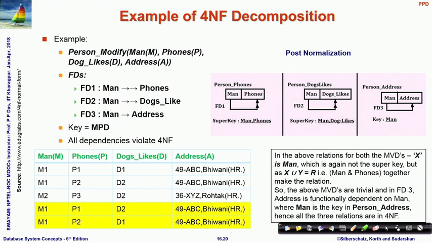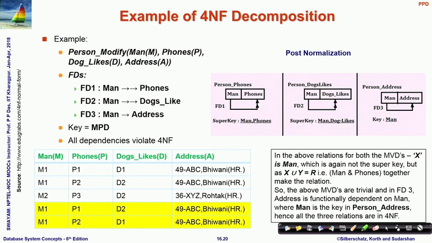Actually, what happens is that when you have decomposed, then in this relation the multi-valued dependency, man multi-determining phones, can be checked in terms of a functional dependency itself, and that is what gives you the multi-valued dependency.